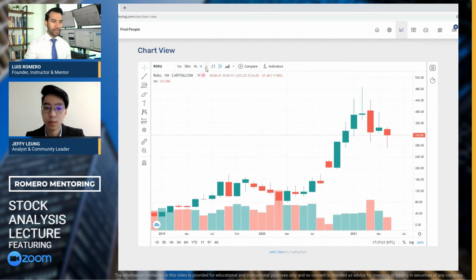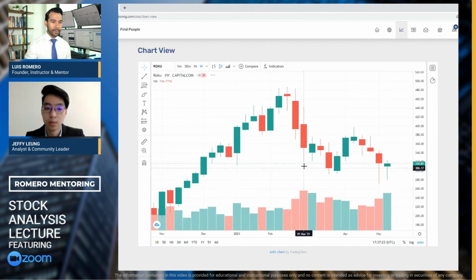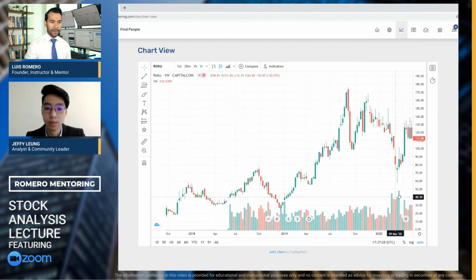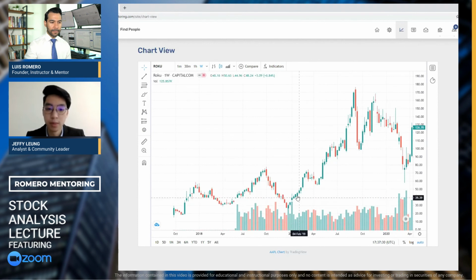So if we change this to a weekly, I think it'll become a little bit more clear. Okay, you see it right here. It goes from 40 when they reported, the press release was that they were increasing their user base count better than expected and to anticipate better than expected earnings. And that was the catalyst that just took the stock to the upside. And of course, they continue to beat earnings every quarter after that.